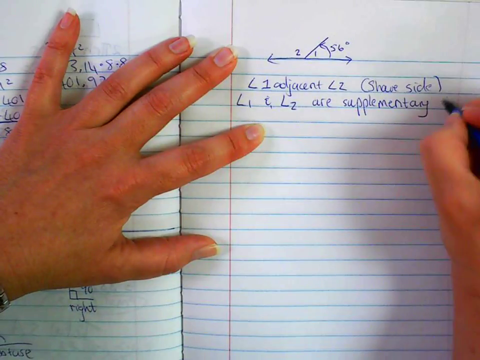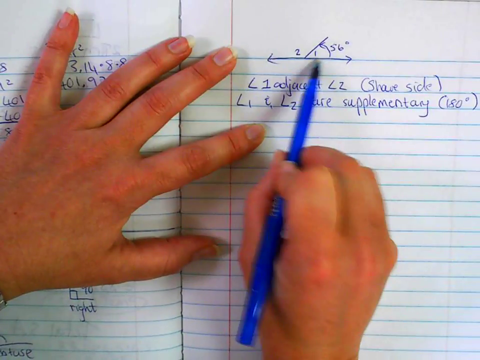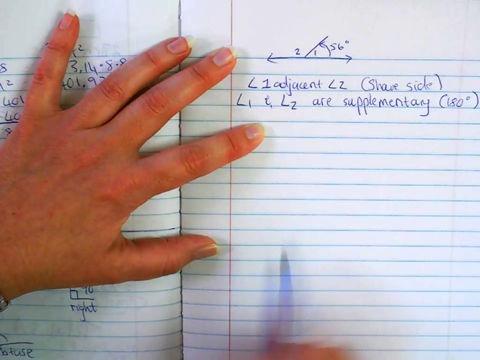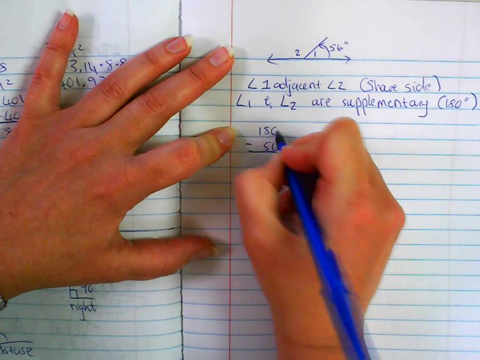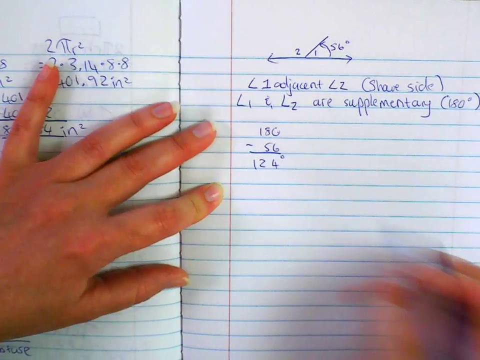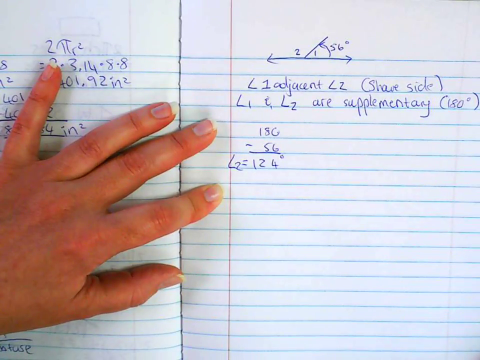So angle 1 and angle 2 are supplementary, which means together they are 180 degrees. So if angle 1 is 56, the rest of the 180 would be angle 2. So 180 take away 56: 10 minus 6 is 4, 7 minus 5 is 2, 124 degrees. So angle 2 is 124 degrees.